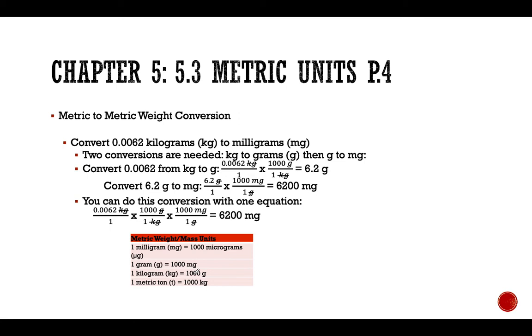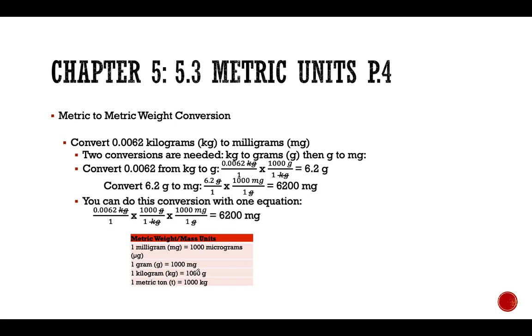Now let's do a metric to metric weight conversion. Let's convert 0.0062 kilograms to milligrams. We need to do 2 conversions for this. We need to convert kilograms to grams, then we need to go grams to milligrams. First, let's convert 0.0062 from kilograms to grams. The conversion fraction is 1,000 grams to 1 kilogram.